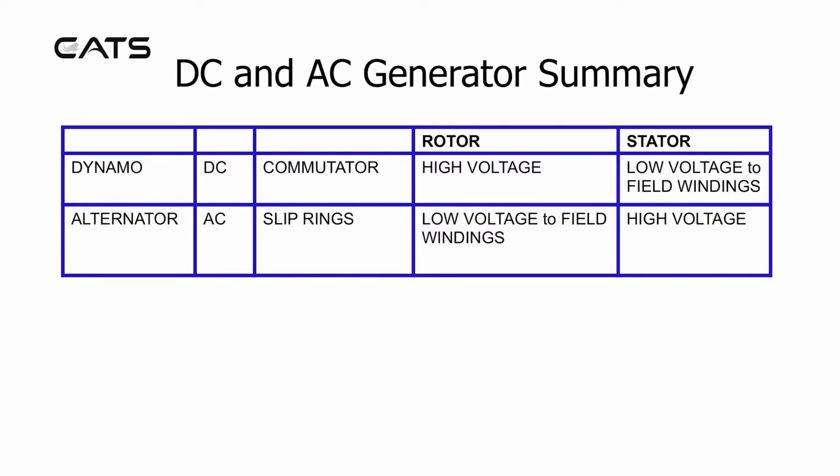DC and AC generator summary. A dynamo produces DC, has a commutator, the rotor has the high voltage, and the stator has low voltage to the field windings.